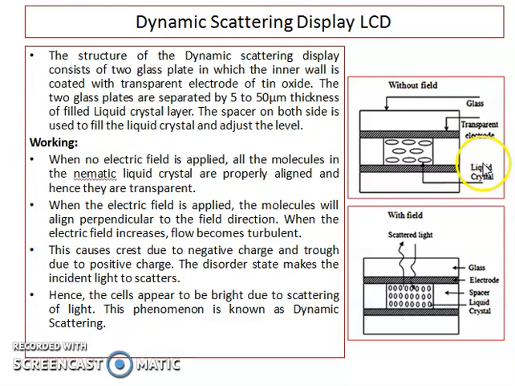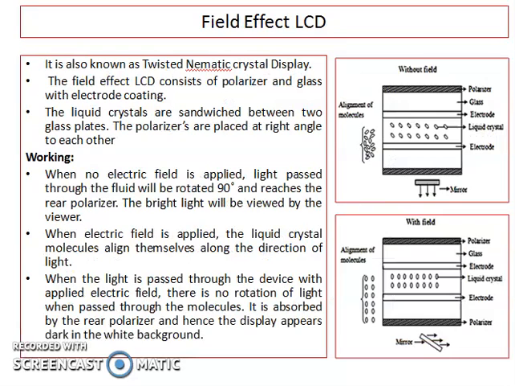So as shown in this diagram, whenever we are not applying any field, all the crystals are aligned in one direction, and whenever we are applying a field, then scattering of light will take place, and it is used for displaying. The second type of LCD is called field effect LCD, and the construction of it is similar to the other type, but we have some minor differences. And this field effect LCD is known as twisted nematic crystal display.